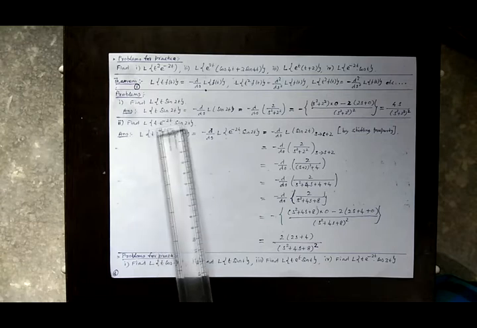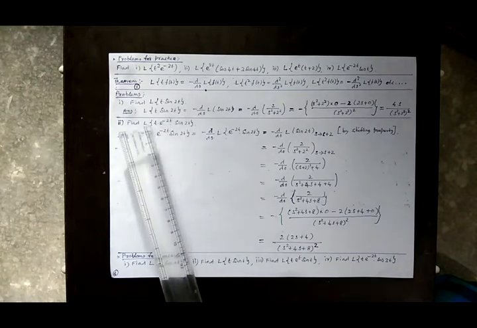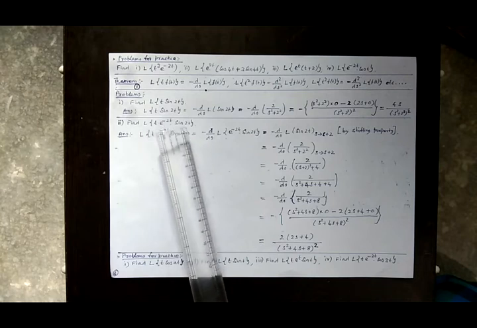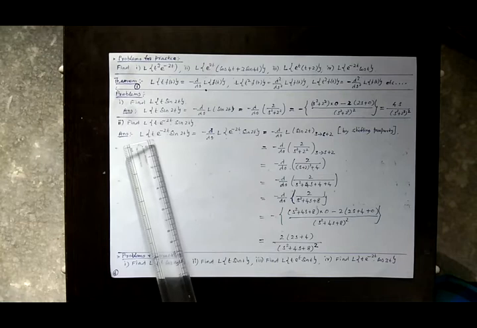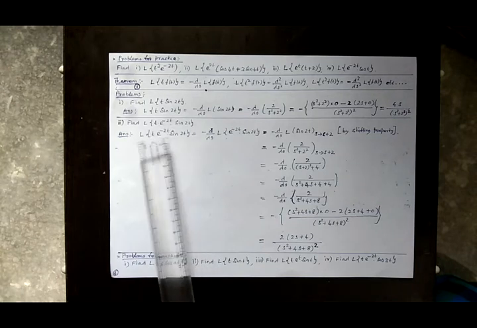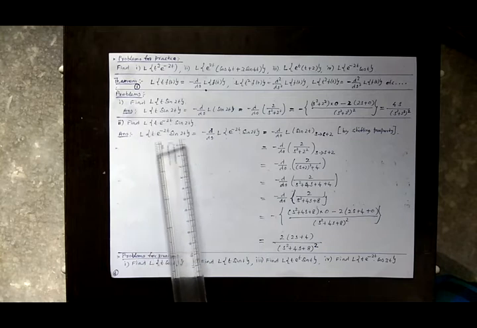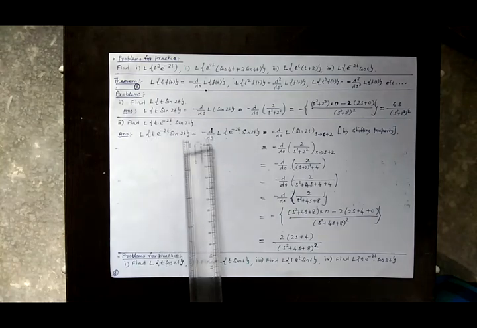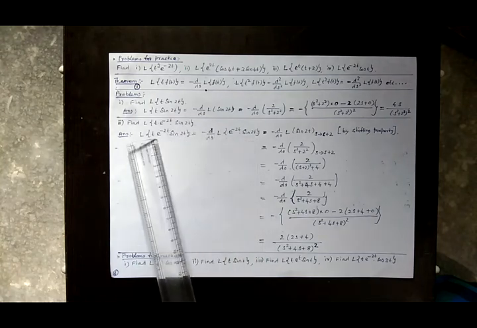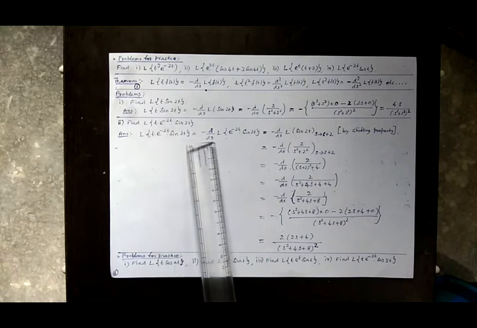We have a function which is a combination of 3 different functions: t, e power minus 2t, sin 2t. So you just consider this function. Since the leftmost function is t, you can assume that this function is of the type t into f of t, where f of t is e power minus 2t into sin 2t. So according to theorem 1, L of t into f of t equal to minus d by ds of L of f of t. So this t is changing into minus d by ds.